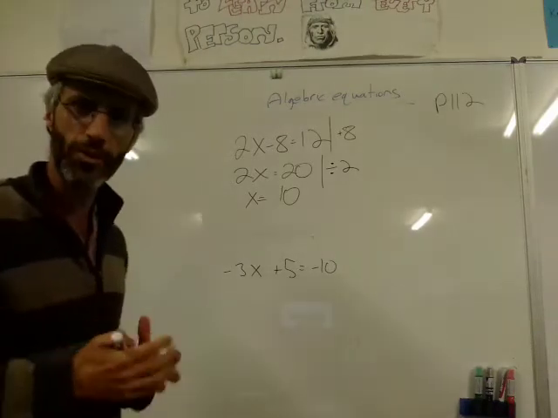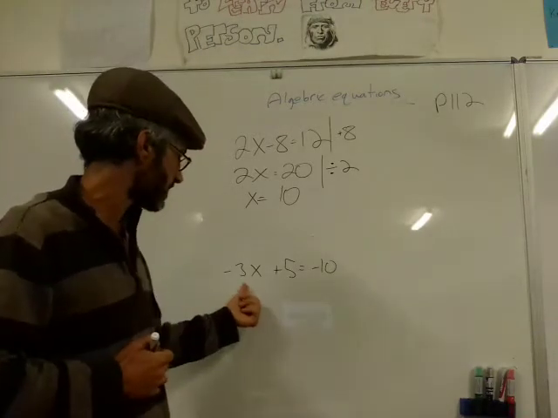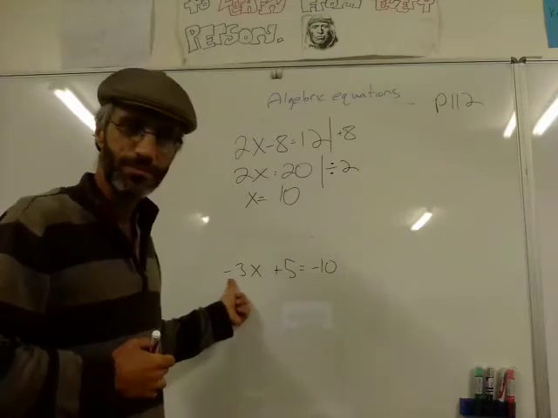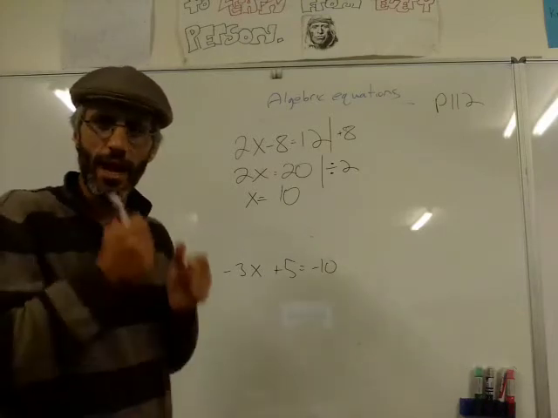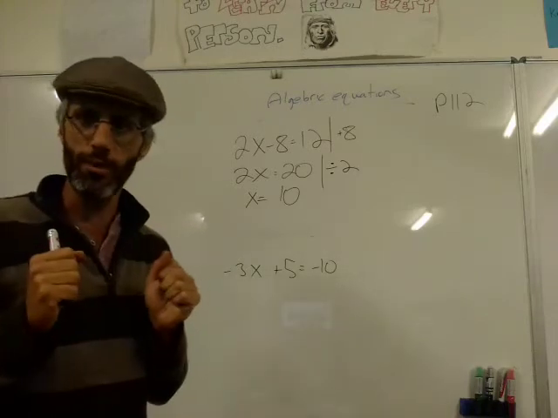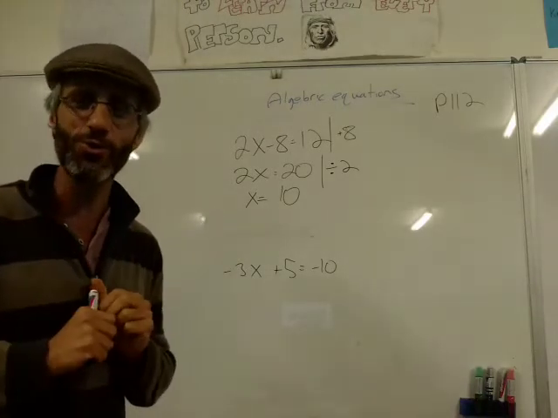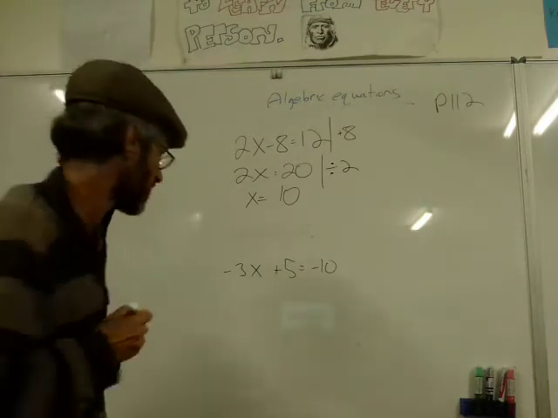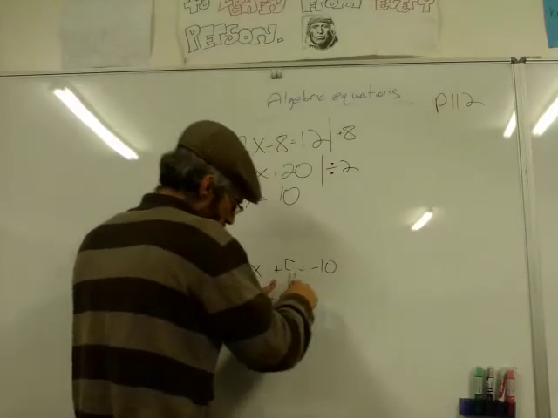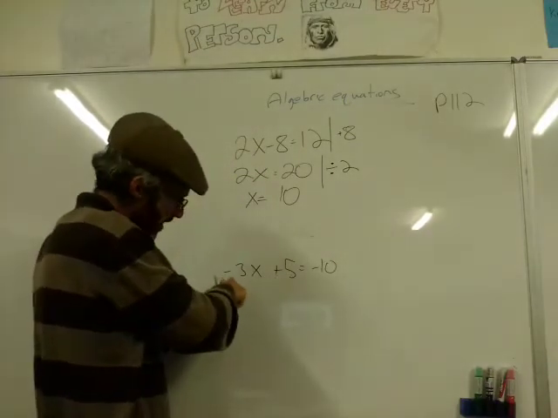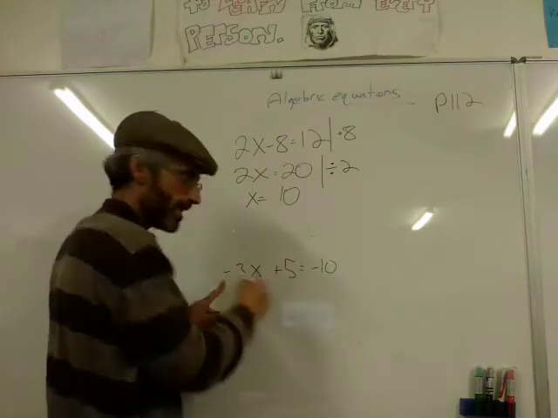Here I chose something a little bit more tricky. I've got minus 3x plus 5 equals minus 10. So I've got the x here, but it's negative. There's two things we can do here. I think I'm going to go with what you tend to do more often. I do it the other way, but you guys do this, so I'll go with what you're used to. So first of all, I've got to get rid of that plus 5. I have to get rid of that plus or minus number before I get rid of the number that's multiplying x.